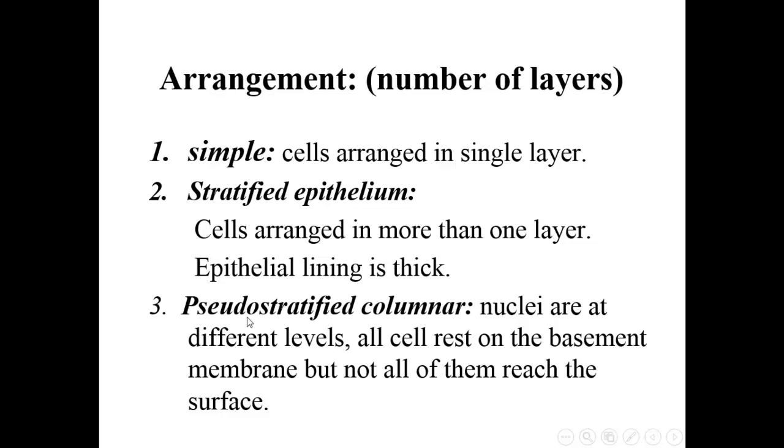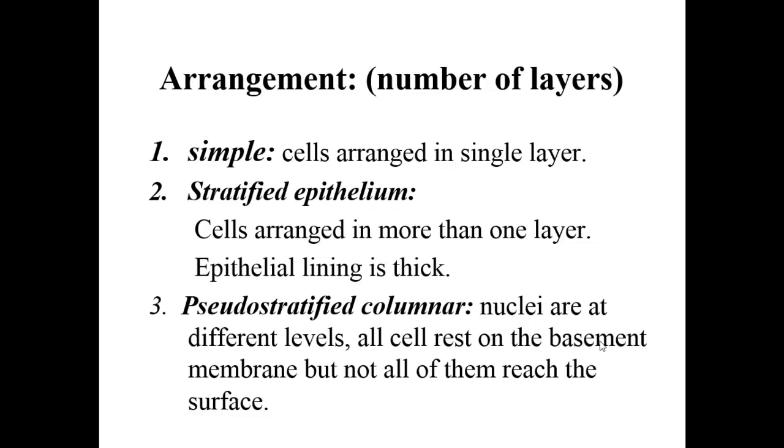Usually we compare this epithelium to simple columnar epithelium. In simple columnar epithelium, we have one layer of tall cells, the same height, the nuclei at the same level, but in pseudostratified, cells are at different heights, and so the nuclei are at different heights. So not all of the cells are reaching the apex, but all the cells, being short or tall, will reach the basement membrane.